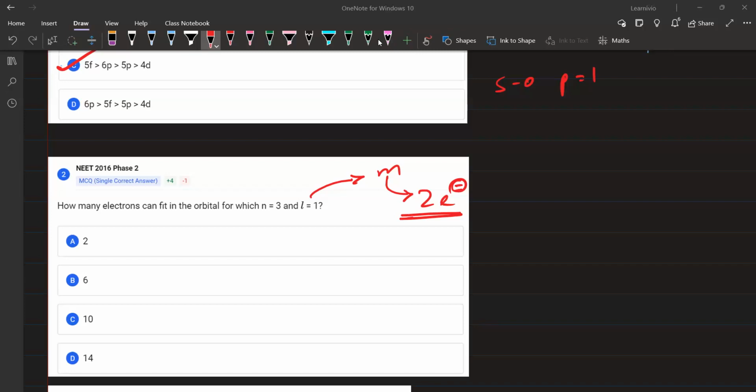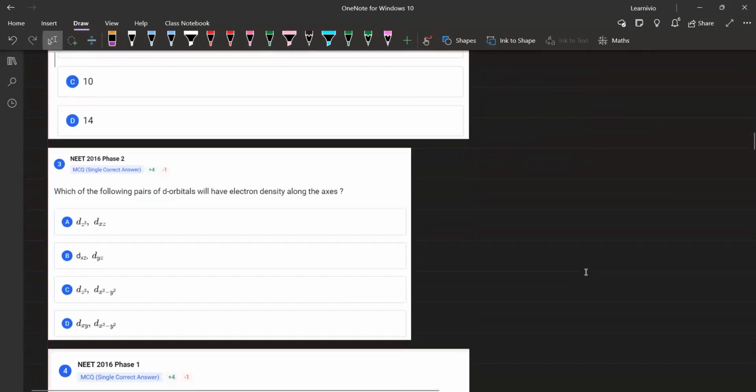Yes, very good, correct. Also, you can use a very simple idea: l is equal to 1, that means it is going to be the p orbital, right? And p can hold how many electrons? 6 electrons. If you want to go by the m route, then m can be equal to -1, 0, and +1. So there are a total of 3 orbitals, and in 3 orbitals we can have 6 electrons. Whatever path you use, that's valid. Now, try this next one.